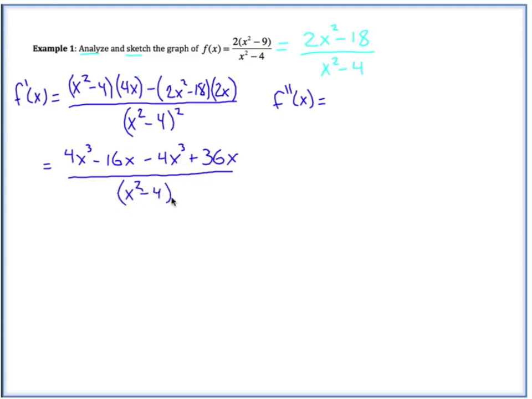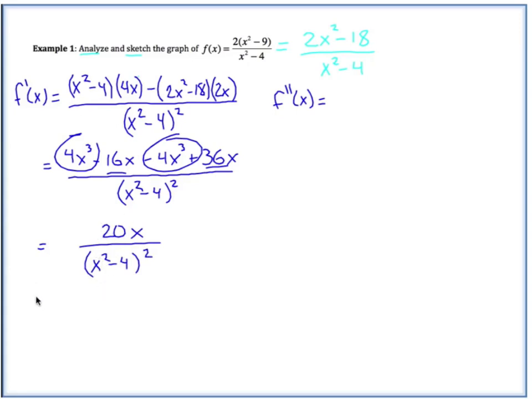And remember, we don't want to actually square that. And here you can see the 4x cubes are going to cancel out. And then the x's are going to combine. So negative 16x plus 36x is just 20x over x squared minus 4 squared. Okay, so there's our first step.